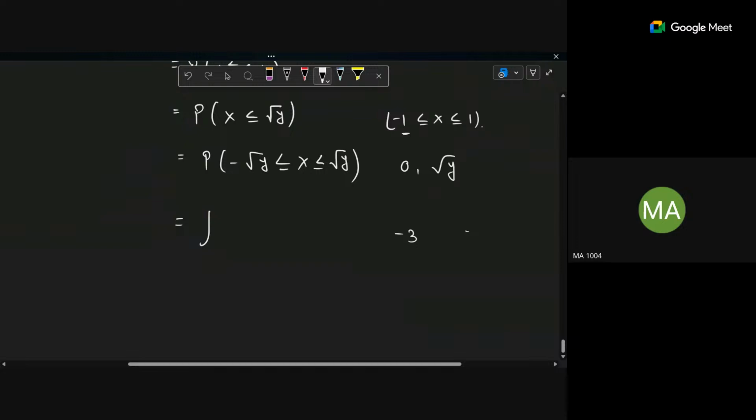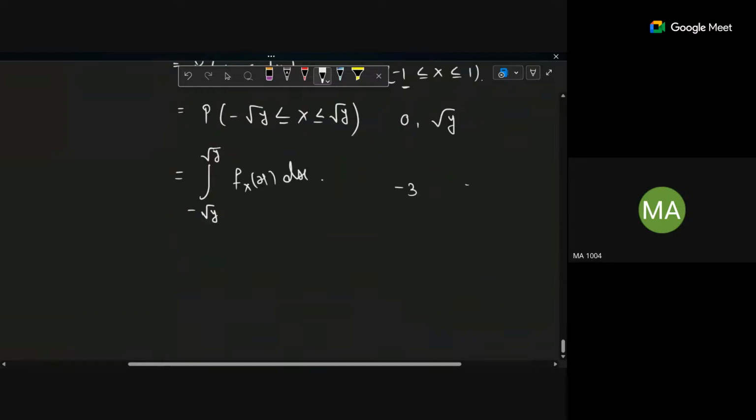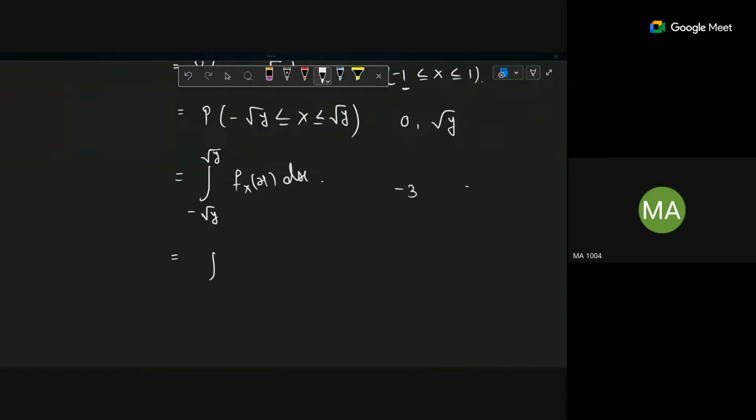So what will be the integration? Minus square root y to square root y of f_X(x) dx. So what is f_X(x)? You are the only one who asked the question. Yes, ma'am. Square root y to y, what was it? x minus 1/4. So just integrate it. What are you getting here?